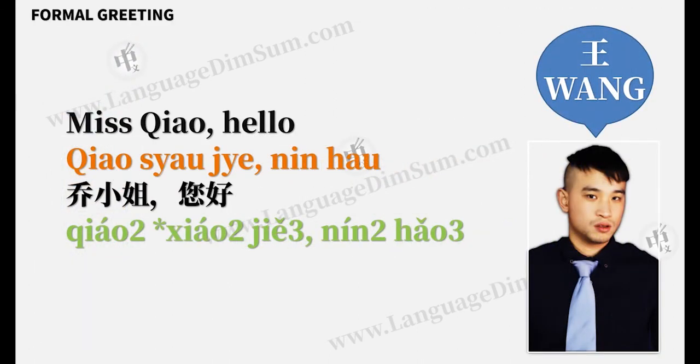Informal greeting. Remember to address the person with the surname first, followed by his or her title. In this case, Miss Qiao, hello. 乔小姐,您好. 乔 is the surname. 小姐 is Miss. 您好 is hello. 乔小姐,您好. Miss Qiao, hello.